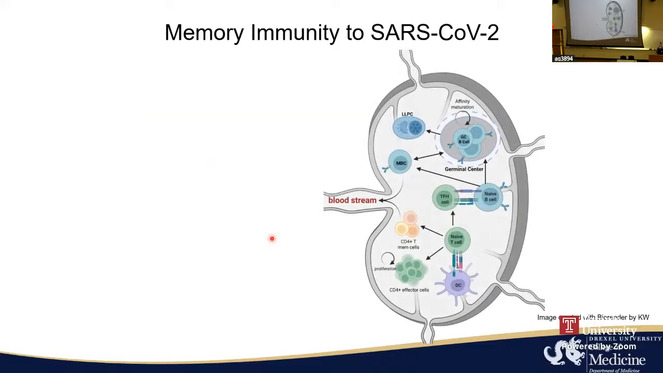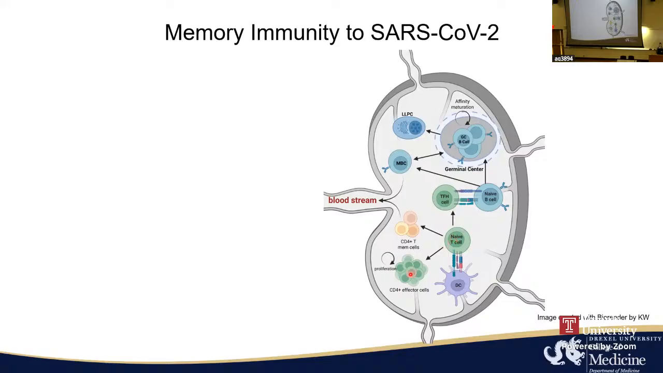Now, when we look at what's actually going on in the lymph node, try to bear with me in this figure. We're not going to go too deep into it. But when you have your dendritic cell, as I mentioned, it'll present to naive T cells. And once this happens, your CD4 T cells have a few different directions they can take.